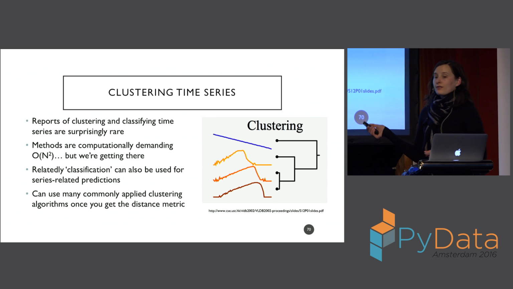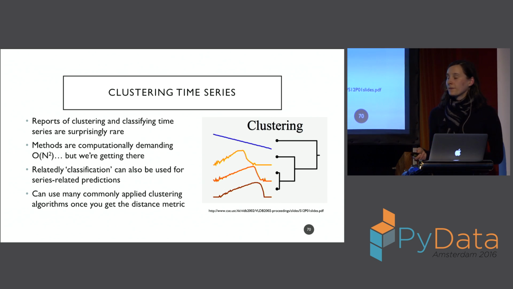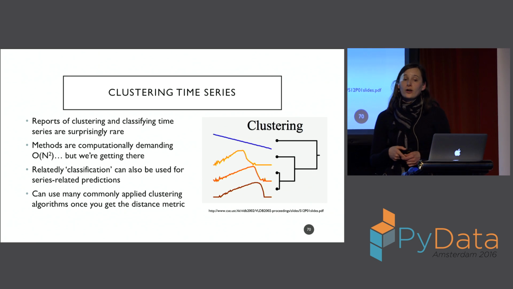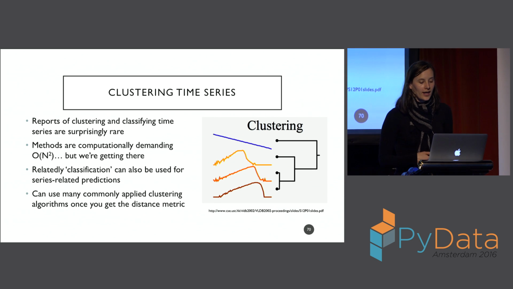It looks like this, right? I think clustering of time series is intuitively just like all sorts of other clustering. The methods are computationally demanding. They're order n squared formally, although when you look empirically, it's more like 10% times order of n squared, which does make a difference, right? So you're not really paying that full cost.